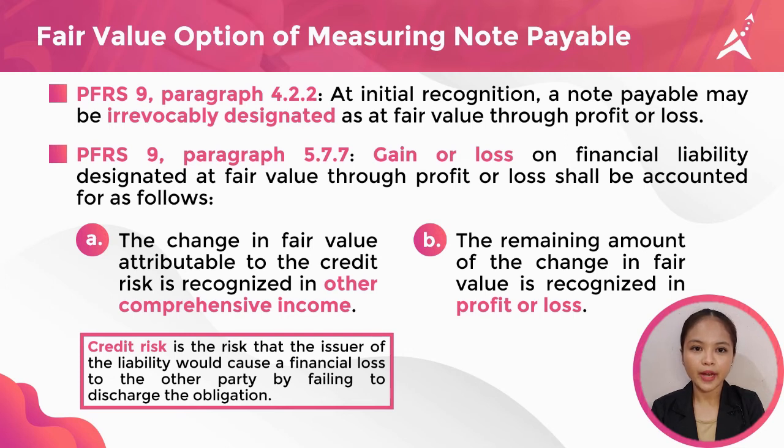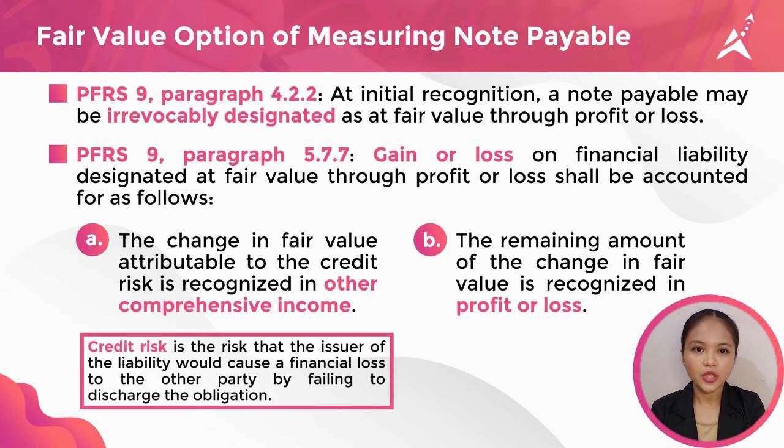PFRS 9 paragraph 4.2.2 provides that at initial recognition, a note payable may be irrevocably designated as at fair value through profit or loss. PFRS 9 paragraph 5.7.7 provides that the gain or loss on financial liability designated at fair value through profit or loss shall be accounted for as follows.